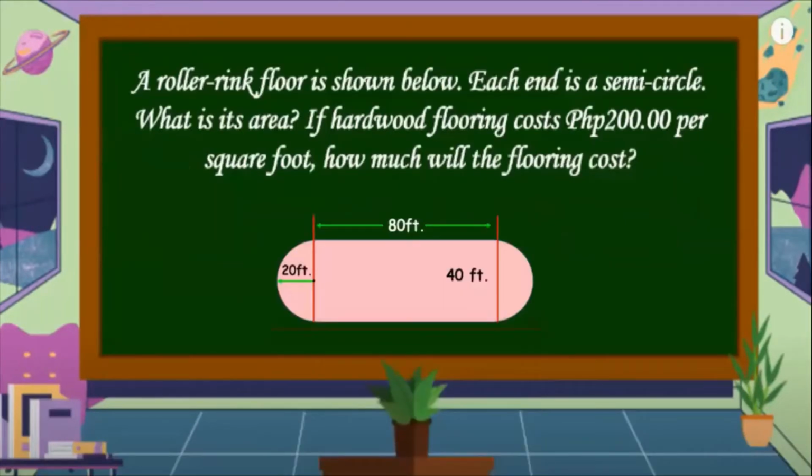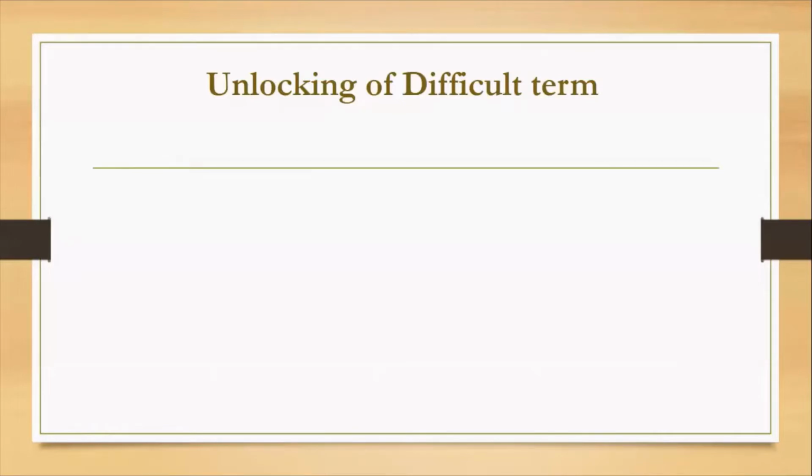A roller rink floor is shown below. Each end is a semicircle. What is its area? If hardwood flooring costs 200 pesos per square foot, how much will the flooring cost? But before we proceed and answer this word problem, let us first unlock some difficult terms.